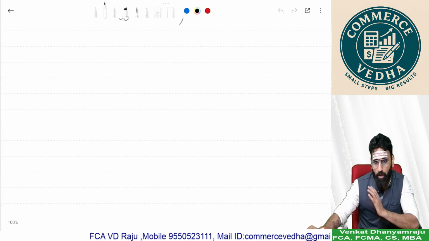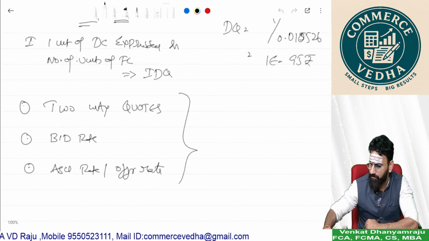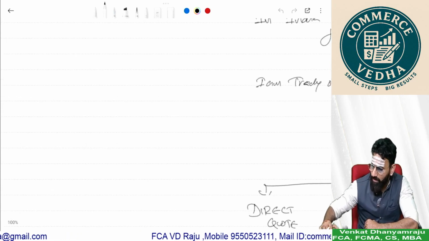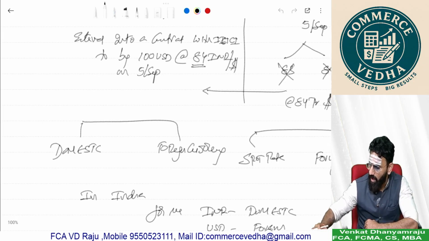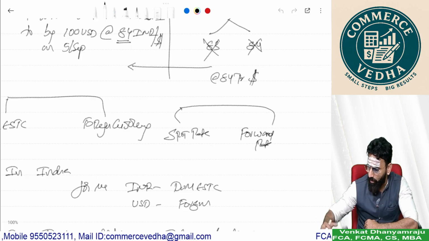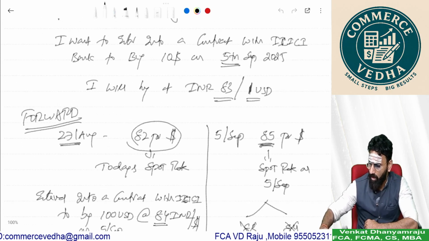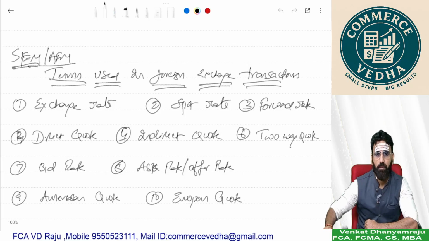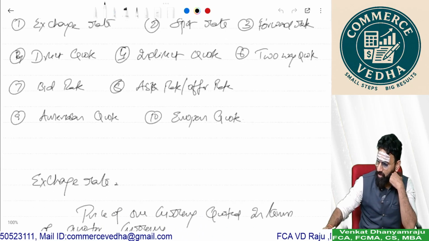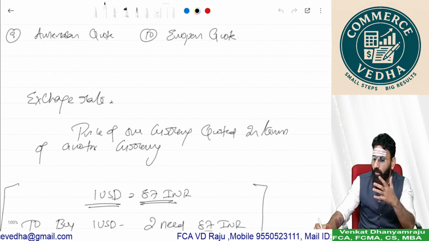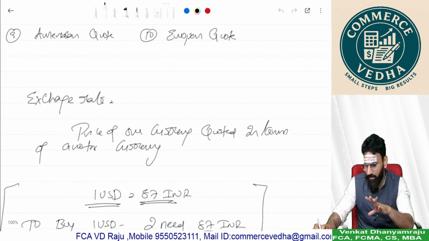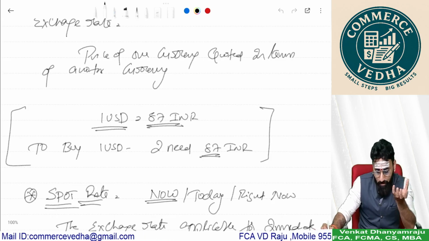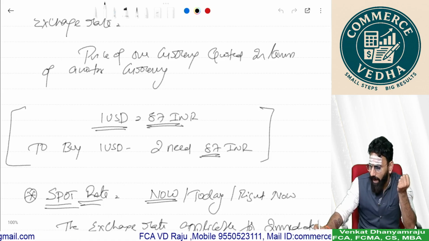In Part 1, we learned what foreign exchange is all about. We learned what foreign currency is, what domestic currency is, and also what spot rate and forward rate are. All these topics we learned in the previous session. I explained what an exchange rate is, nothing but the price of one currency quoted in terms of another currency. For example, $1 equals 87, which shows that to buy $1 I have to pay 87 rupees.